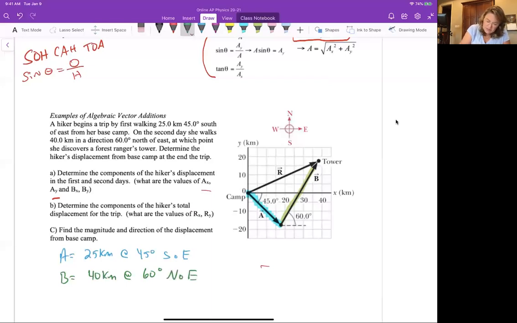So notice that when they drew that, here's east, and they went 60 degrees north of east. So I started at east and I went north, okay? All right.